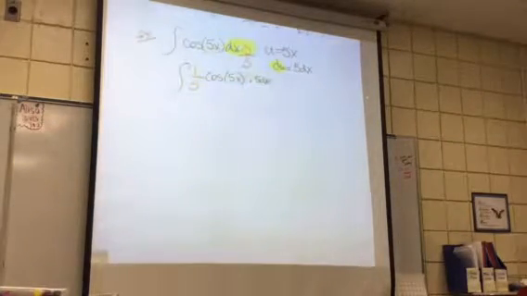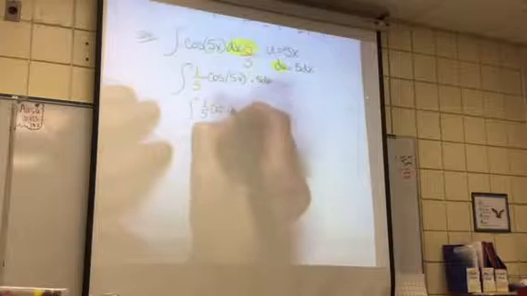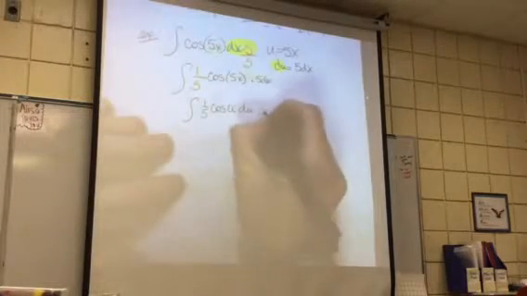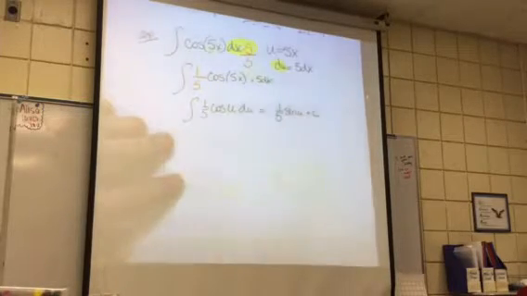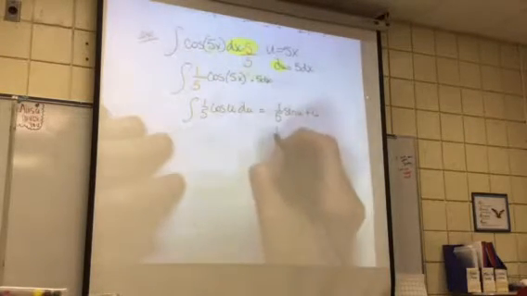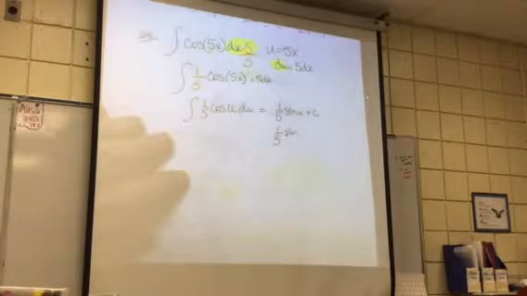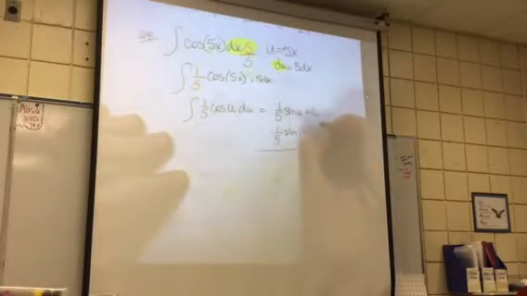So at this point, you can do your u substitutions. This becomes the integral of 1/5 cosine of u du. And the integral of cosine is sine. So this would be 1/5 sine of u plus c. So that'd be 1/5 sine of 5x plus c.